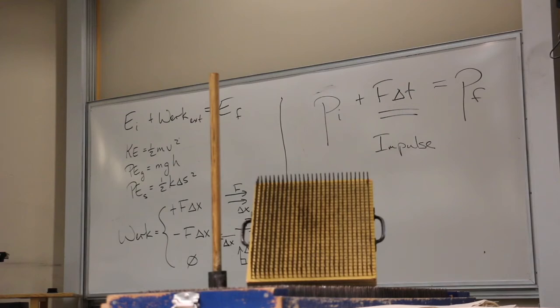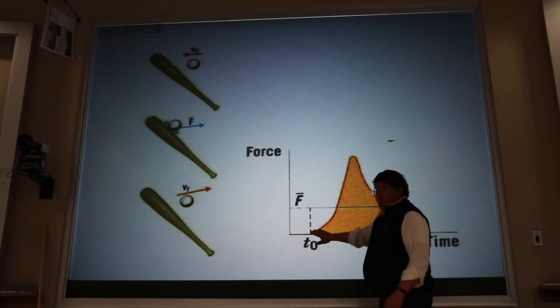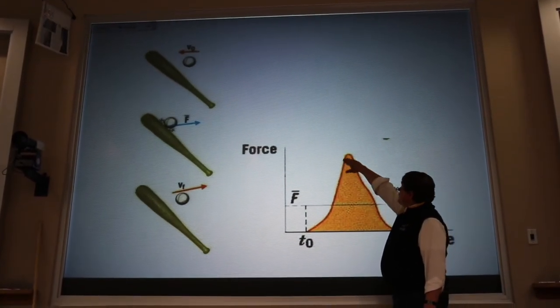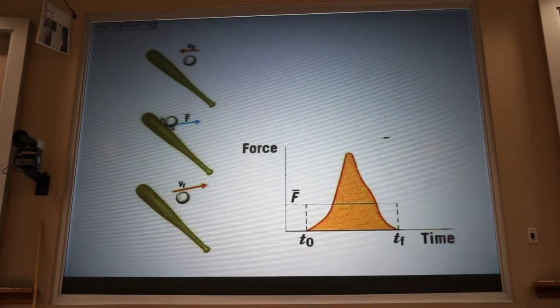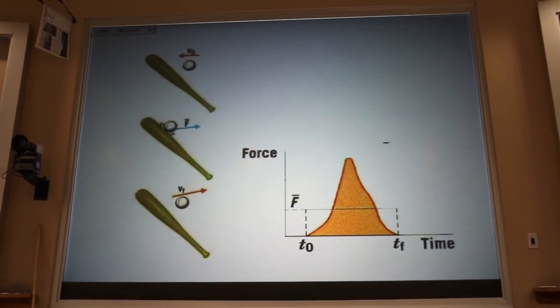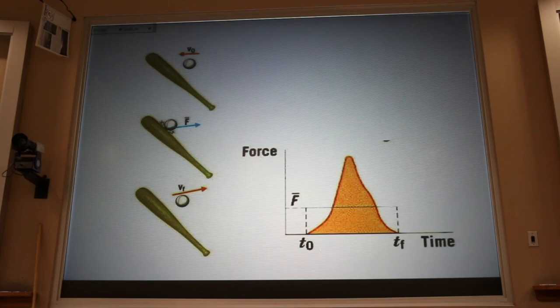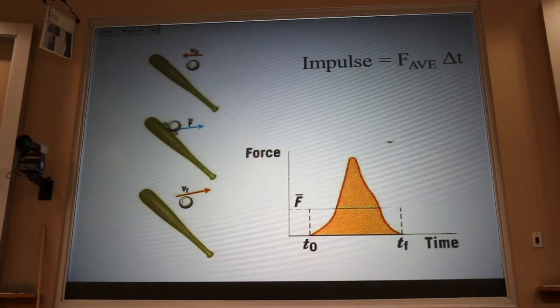Now, that formula of force times time only works when the force is uniform in time. If it's 50 newtons, 50 newtons, 50 newtons, 50 newtons, 50 newtons. But in most problems, that's not the way it is. If you hit a ball with a bat, the force acting on the ball is going to start at 0 when the ball first comes in contact with the bat. It's going to ramp up to some maximum value and then ramp back down. Now, you can calculate the impulse either by using calculus, which isn't our first choice, or you can just take the average force over that time and multiply by the time.